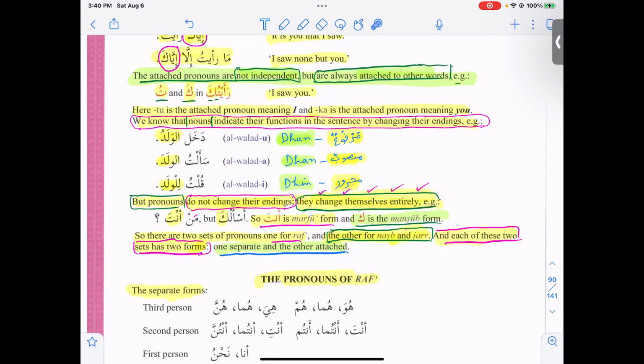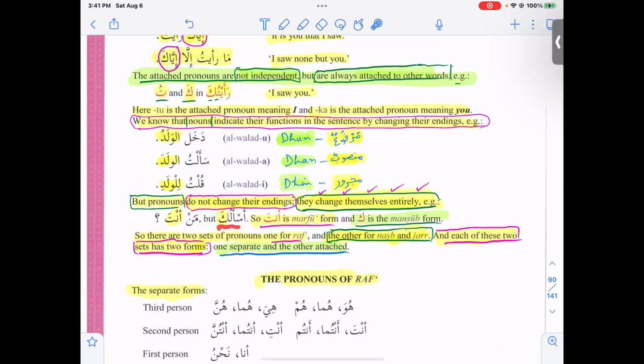For example, Asaluka. Man anta. Man anta, see? Asaluka. Different ending. They are both ka. Anta is marfu. But we have to define it. Damirun, munfasilun, mabnin ala fatu, fi mahali rafin, mubtada, marfu. And ka is mansub.